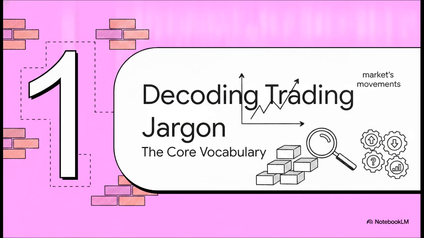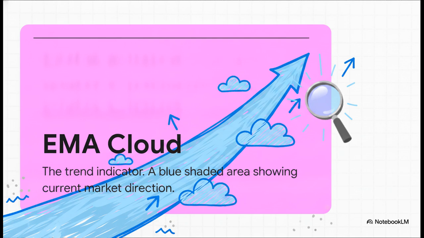All right, Section 1, Decoding Trading Jargon. First up, we've got the EMA Cloud. Think of the EMA Cloud as our big picture trend indicator. On the charts, you're going to see this as a very distinct blue shaded area. It essentially acts like a visual river, or kind of a guide rail, for the price. If that cloud is sloping up, well, the river is flowing up. And that tells us the overall market direction is positive. It filters out all that momentary, distracting noise and just gives us the clear macro perspective.